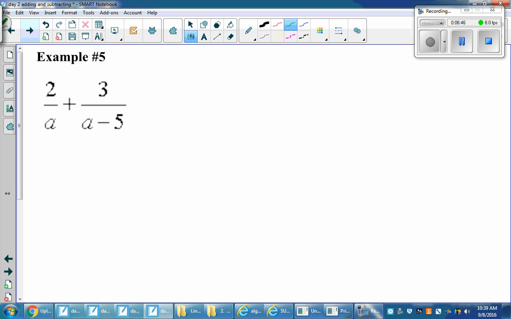Next one, again, same idea, but it's getting a little more involved. We're going to notice if we look carefully that I have a monomial denominator and I have a binomial denominator. Now keep in mind that our common denominator is always just the least common multiple. If I see a monomial and a binomial, I'm just going to multiply those two things together to get my common denominator. So my common denominator is going to be a multiplied by a minus 5.